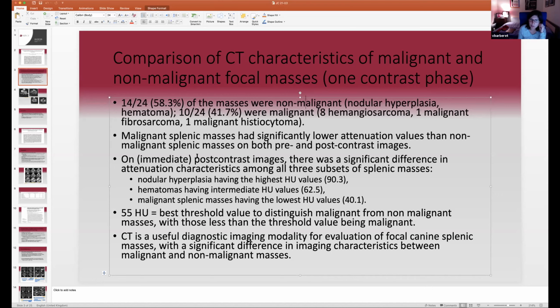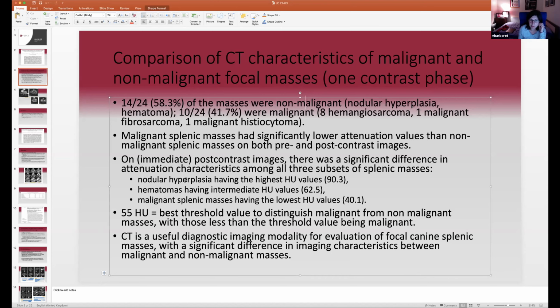And that's the one where they found really a difference between malignant and non-malignant lesions, thinking that the threshold value of 55 Hounsfield units was quite good to differentiate them, with malignant masses being hypoattenuating compared to non-malignant masses.